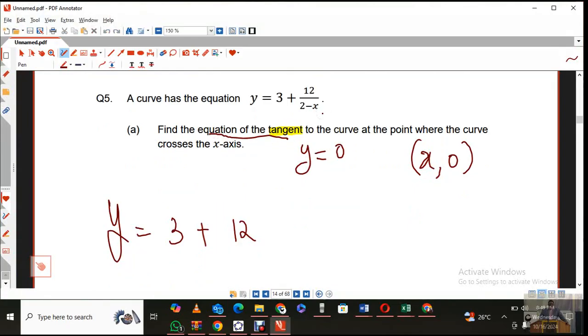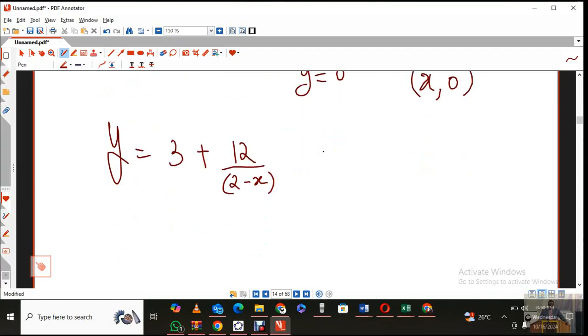We want the equation of the tangent to the curve at the point where this curve crosses the x-axis. When the curve crosses the x-axis, its y value will be 0. So I'll be using this equation of the curve, and I want to find the x value. Otherwise, I cannot find the derivative because I need to find the derivative at a certain value where x is equal to a certain value. Does that make sense? So let's say y is 0, so that's going to be 0 equals 3 plus 12 over 2 minus x, and I put it in brackets.